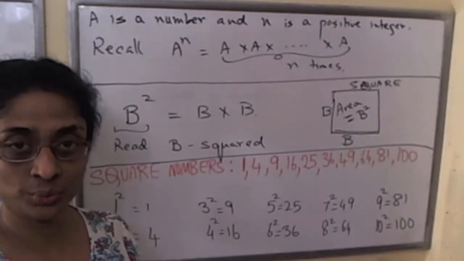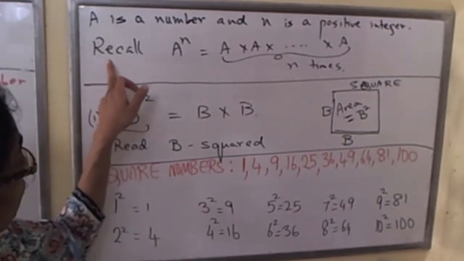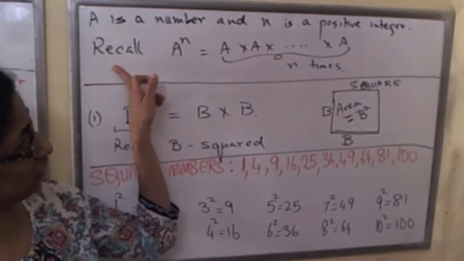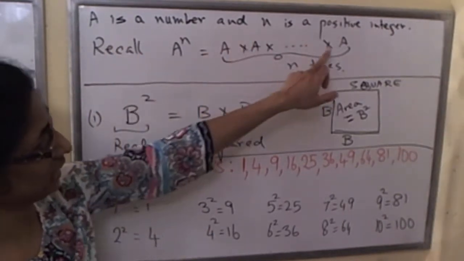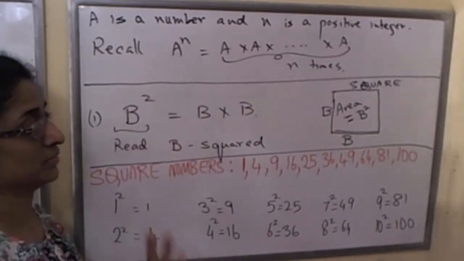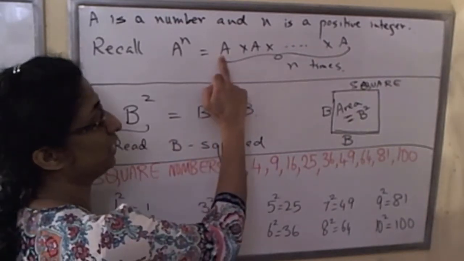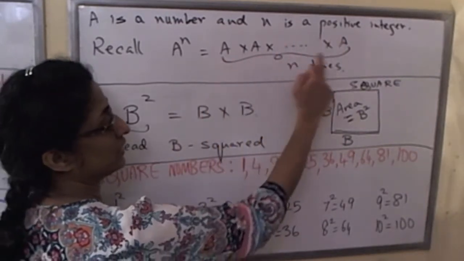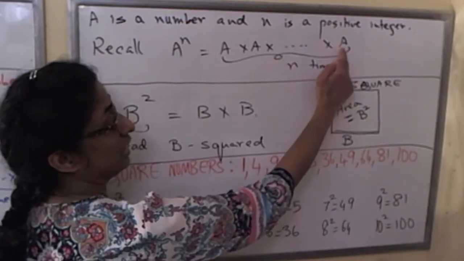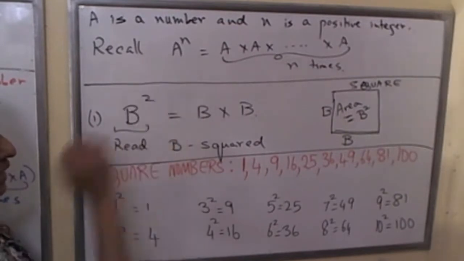Hi, in this short video, let's discuss square numbers very briefly. So remember we introduced exponential notation. Suppose a is a number and n is a positive integer. We said a to the n is a shorthand notation for a long expression, which is just the number a multiplied by itself, and there are n copies of them. So a is multiplied by itself that many times. That's what a to the n stands for.